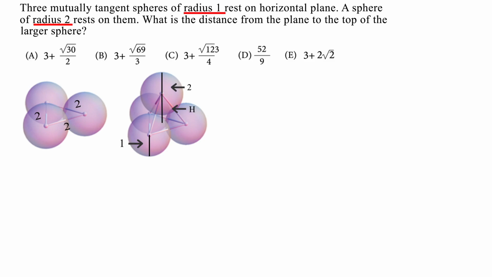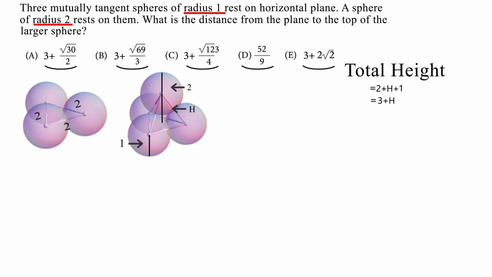So when I'm done, my total height from top to bottom of this figure will be 2, plus my H, plus that one right there, 1. So it'll be 3 plus H. And you can see some of the answer choices are already in that form, 3 plus something. Almost all of them except this one. Well, perhaps that's 3 plus something also, maybe. All right, no problem. The only thing we really need to proceed with is finding H.